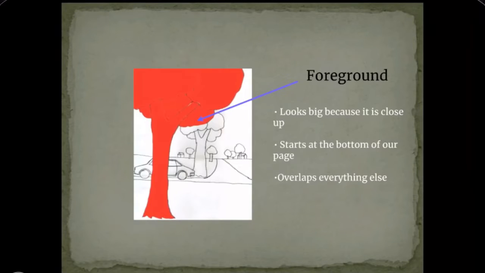The foreground is what is closest to you. It looks big because it's up close. It starts at the bottom of the page when we're drawing, and it overlaps everything else. Overlap just means to go on top of. So my red tree, you can't see the car through the tree because the car is behind the tree.